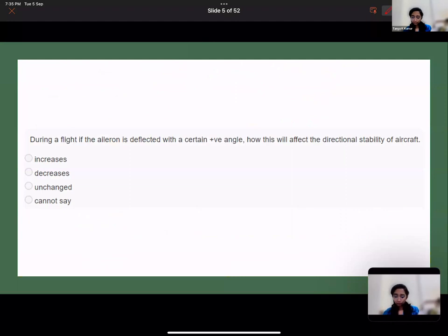Now let's look at some questions. This I had discussed in the last session, but a lot of people weren't there. So I said I will discuss it again this week.